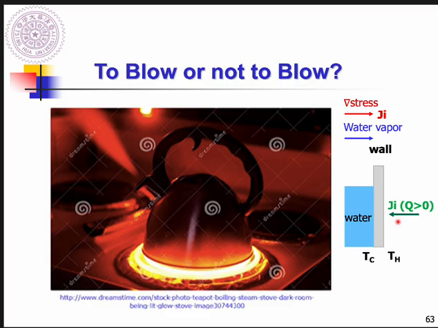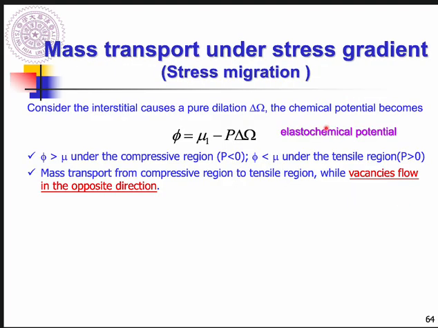So in order to quantitatively analyze this atomic flux driven by the stress field, we start from the potential term. Mass transport under stress gradient, which some people also call stress migration. Consider we have an interstitial causing a pure dilation, delta omega. The chemical potential becomes what? This is the potential term, right?